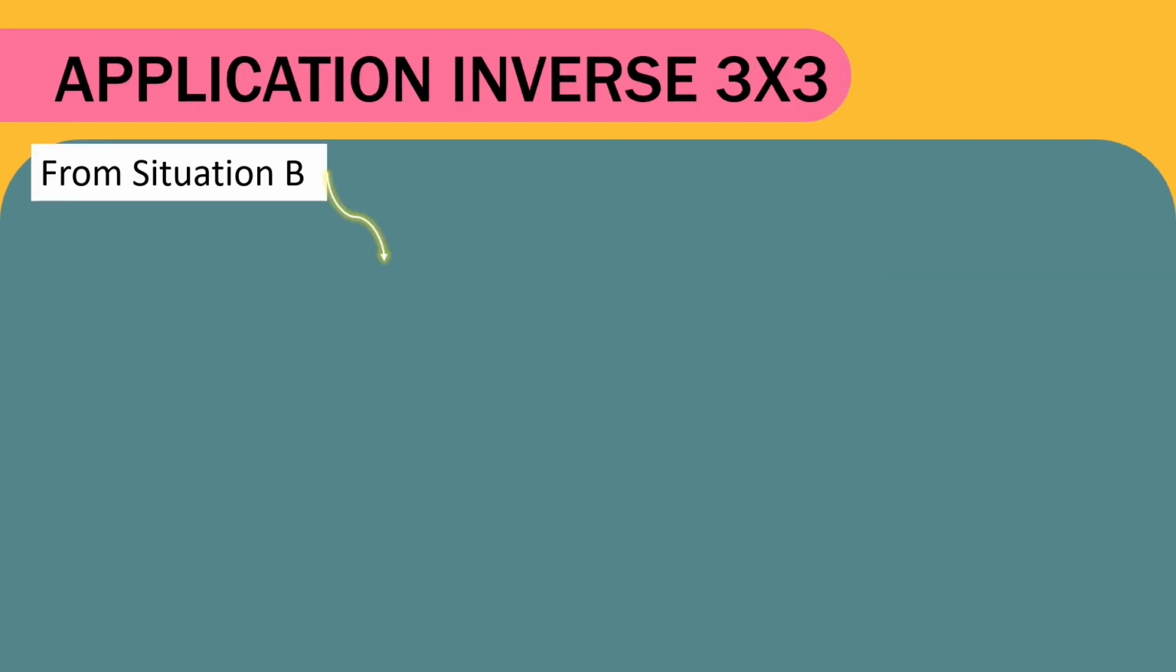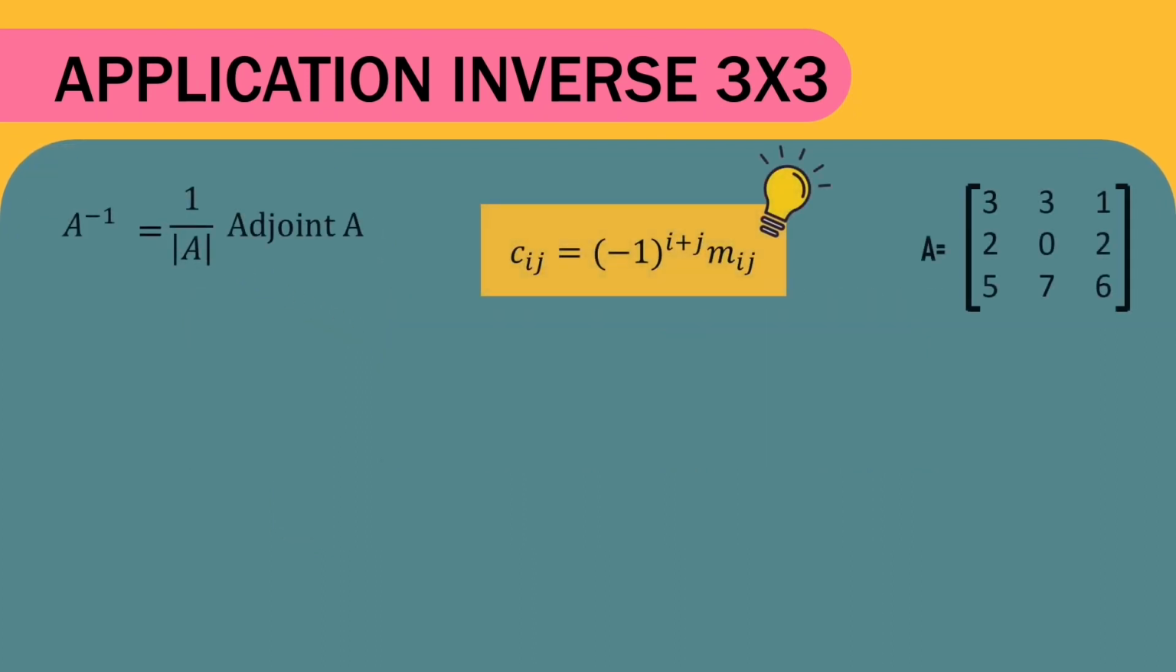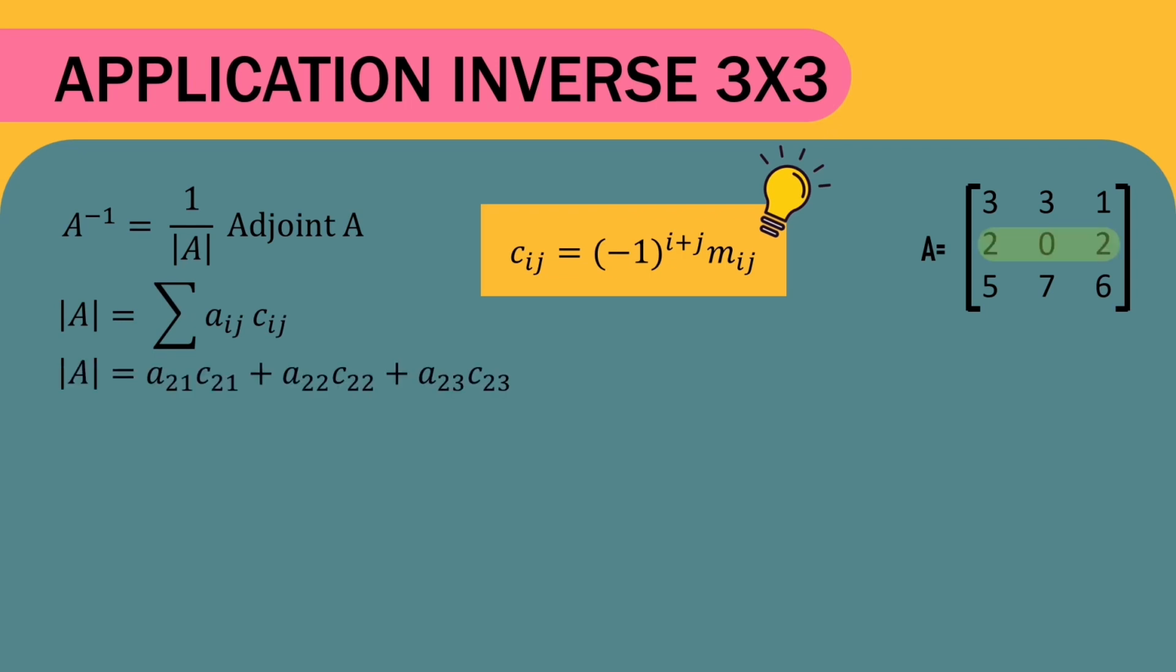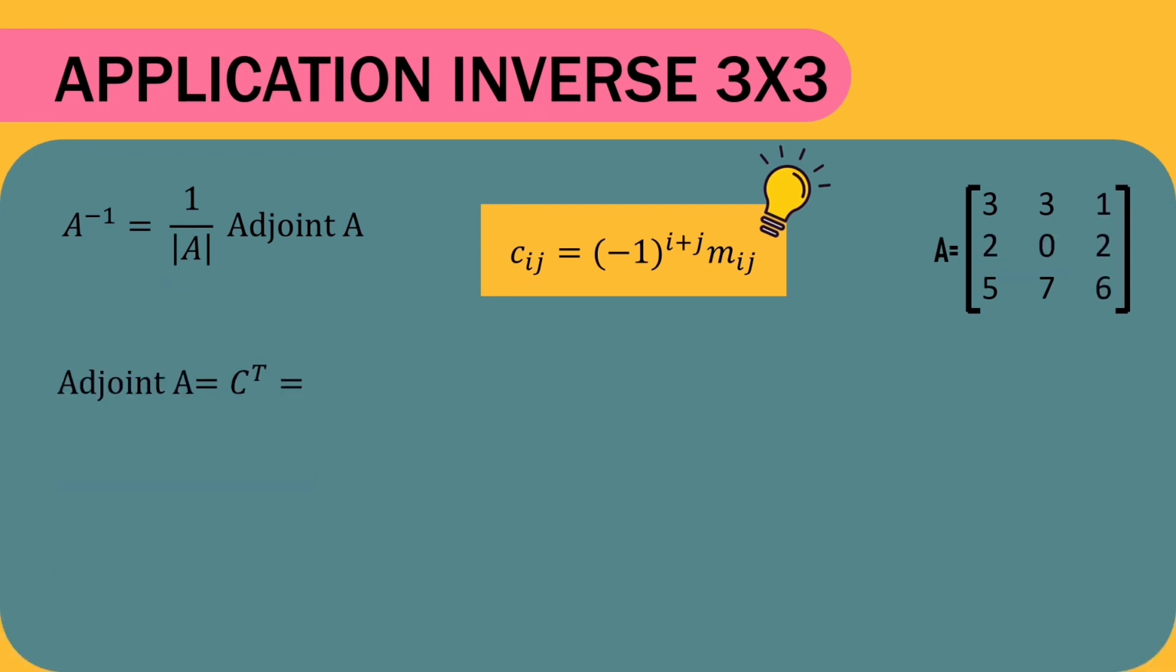From situation B, we got this matrix equation. First, search for the determinant. I will choose the second row. Substitute the A, i, and j values. Next, let us find the values for the minors. For example, minor 2,1 closes the second row and the first column, so the numbers left are 3, 1, 7, and 6. For minor 2,3, we get 3, 3, 5, and 7. We don't need to find the value for minor 2,2 as there is 0 as the coefficient, which will result in 0. Solve this and we will get -34 as the determinant value.